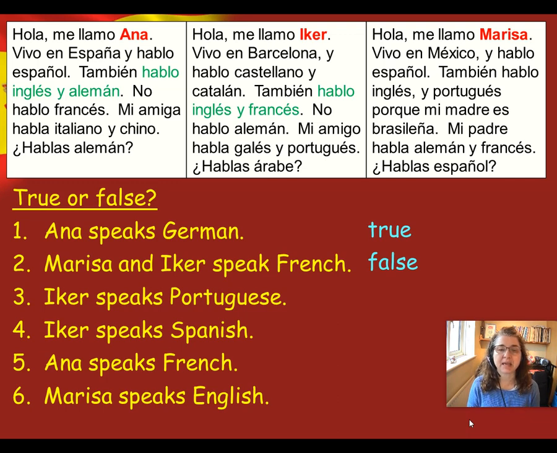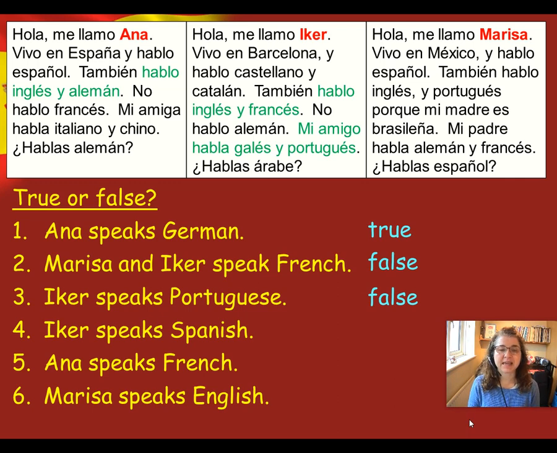Question 3, Iker speaks Portuguese. Is that true or false? That one also is false because he says mi amigo habla galés y portugués. So habla is not talking about himself, is it? It's a he or a she. In this case, it's his friend. My friend speaks Welsh and Portuguese.